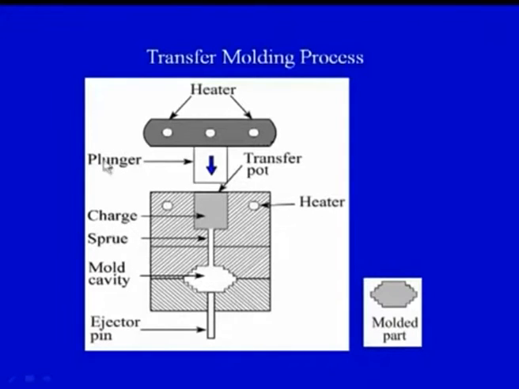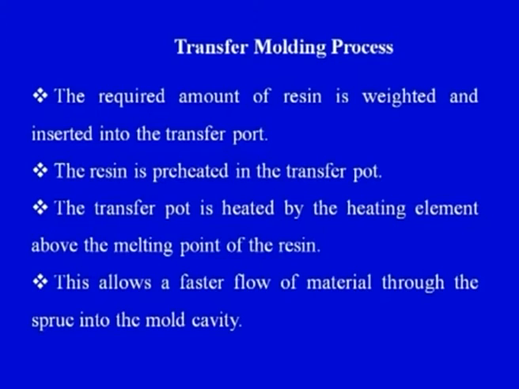The resin is preheated in the transfer pot. If you remember, in the diagram we have seen that there are heating arrangements. Again we can see there are heating arrangements. This is the heating arrangement, and the charge would be heated throughout the process. Then the transfer pot is heated by the heating element above the melting point of the resin. That is very clear. This allows a faster flow of material through the sprue into the mold cavity.